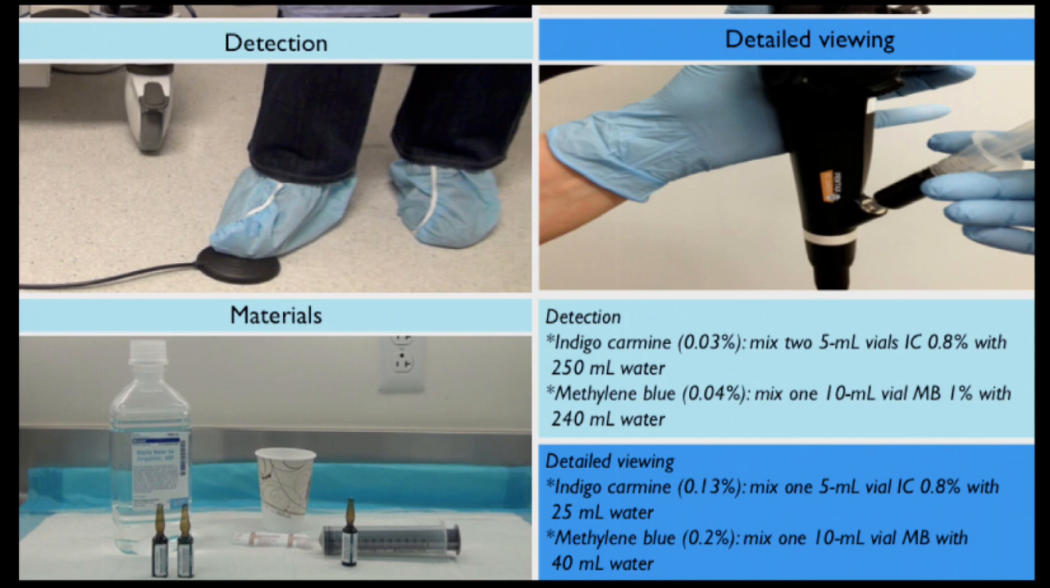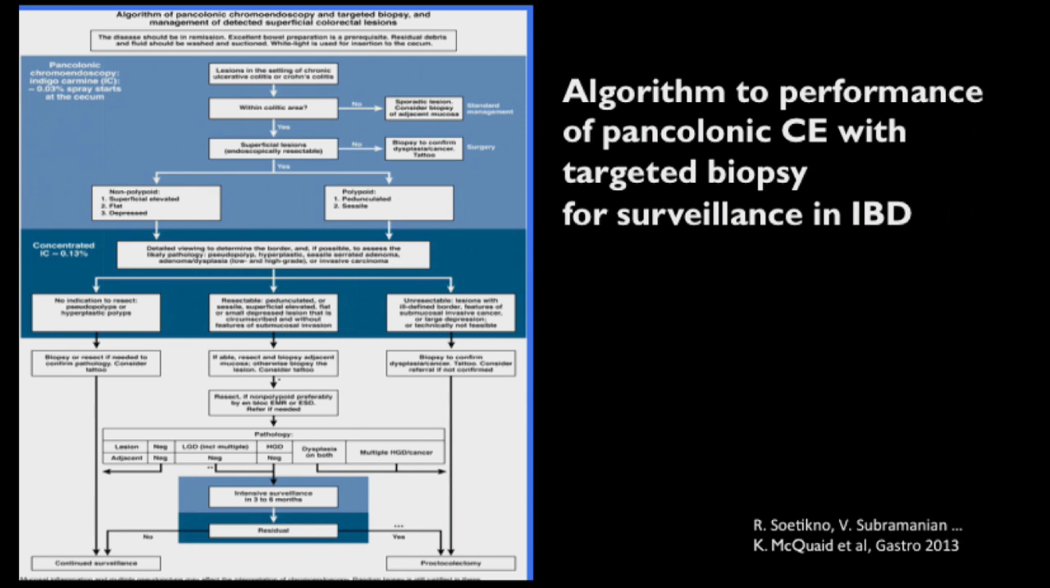Varying the concentration depends on the goals. For example, if the solution is too concentrated, then it can make the color dark and hinders inspection. Likewise, when selectively spraying indigo carmine on a lesion for detailed inspection, if the solution is too weak, then it does not enhance visualization or contrast. Detailed algorithms for performance of pancolonic chromoendoscopy with targeted biopsy for surveillance in IBD are now available.